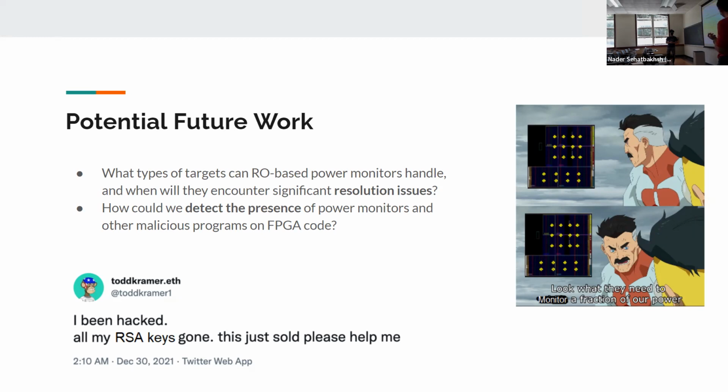And another area that we can research is how we can detect power monitors or other malicious FPGA code if you're trying to upload it to someone's web servers. We're familiar that with standard programs that you run on your laptop or a server, you can scan code for anything that looks suspicious. But for FPGAs, it's a bit more difficult because you're specifying a physical layout of gates. Those are not always easily interpretable as instructions. So how do we do this in a way that is not going to take forever is an interesting question.